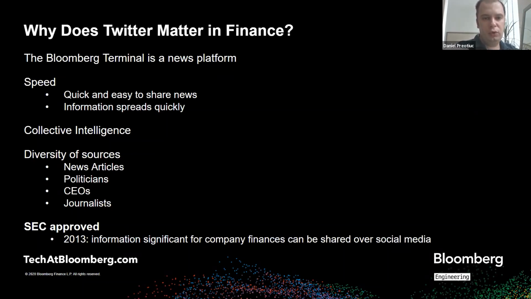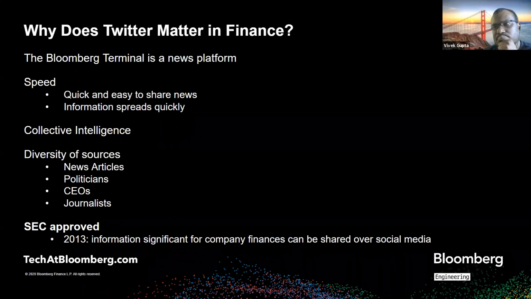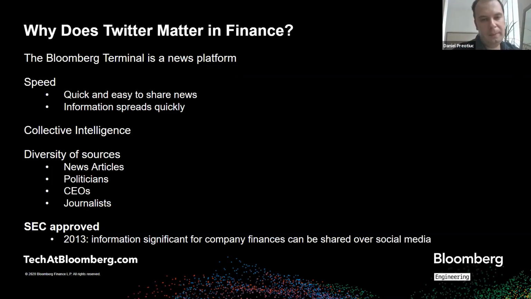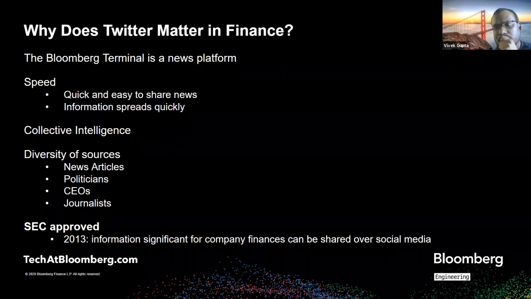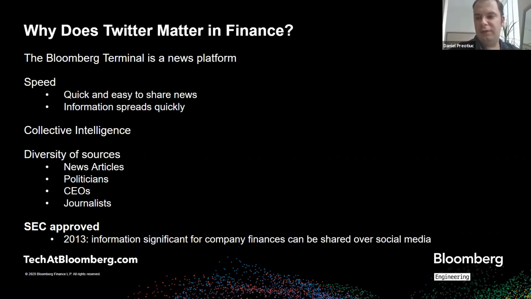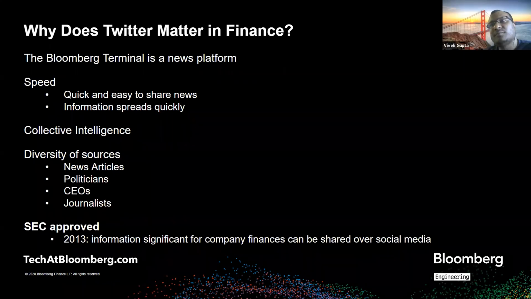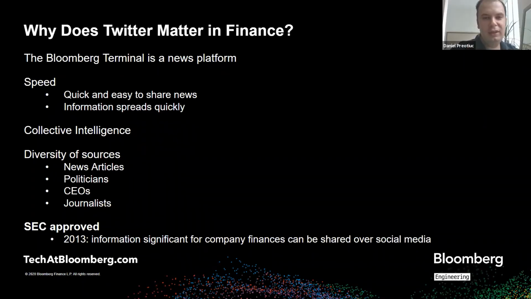And actually, for Twitter and in finance, there was a landmark decision made in 2013 by the SEC, the Securities Exchange Commission, that information significant for company finances can be shared over social media. So Twitter is basically a public dissemination area for financial information, which you may also have seen if you followed, for example, Elon Musk's tweet around Tesla being taken private. You would see why that was a problem.